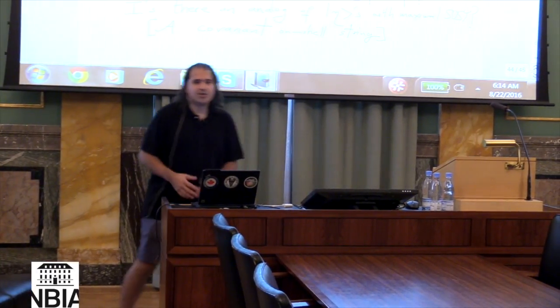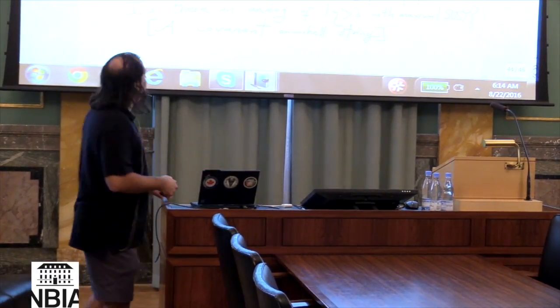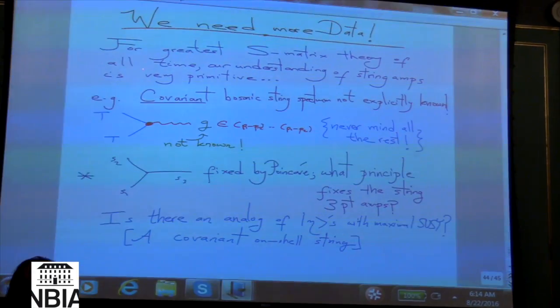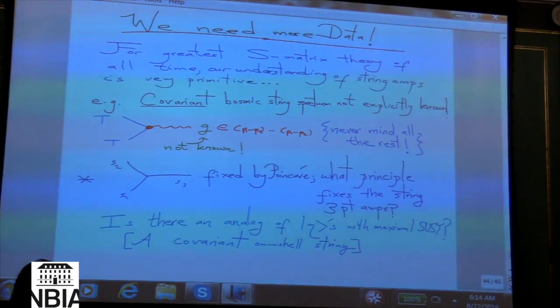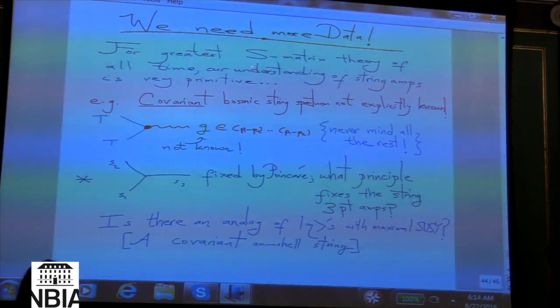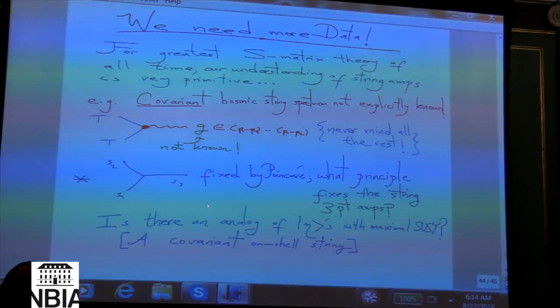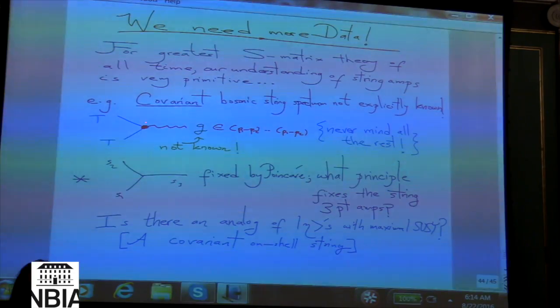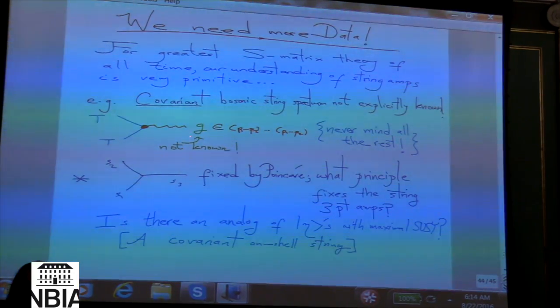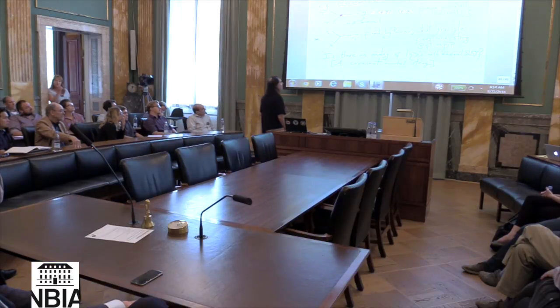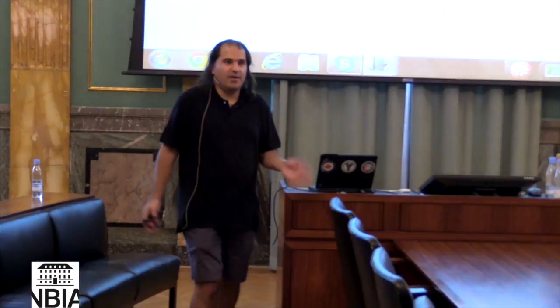All right, so let me just end by saying that I think for this subject, we need more data. For the greatest S-matrix theory of all time, it seems to me, our understanding of string amplitudes is very primitive. For example, even forgetting about the amplitudes, we don't know explicitly the bosonic string spectrum covariantly. If you want to know at the 123rd level what exactly are the higher spin states, we have no idea. Of course, we know in principle how to do it, but we don't know explicitly how to do it.